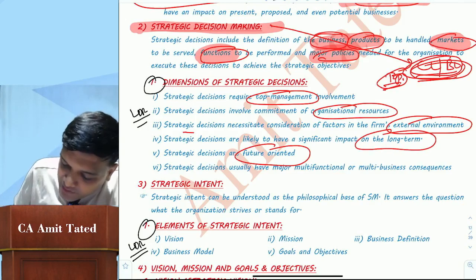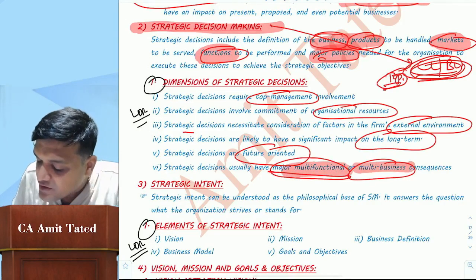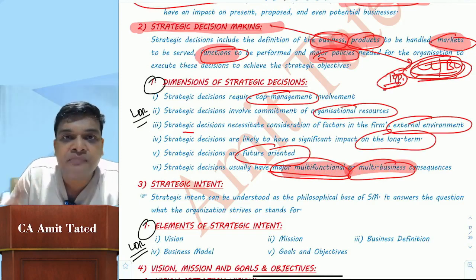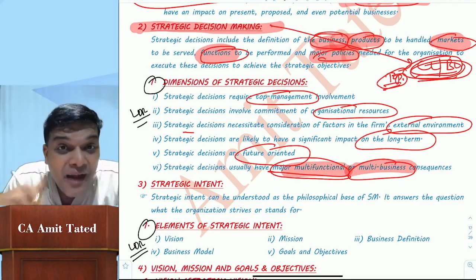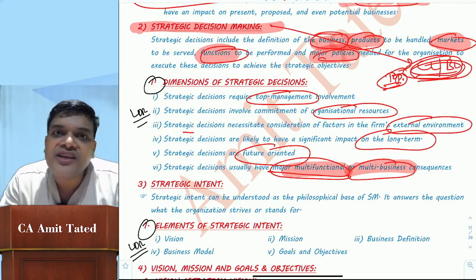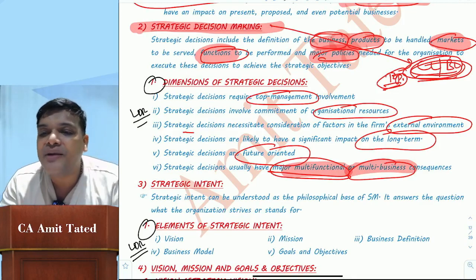And along with this, it is multifunctional or multi-business. Did you understand this word? Multifunctional or multi-business consequence. Multi-business means corporate level deciding is multi-business, and business level is deciding multifunctional. HR, accounts: multifunctional. Tata Motors, Tata Consultancy: multi-business. That's it.